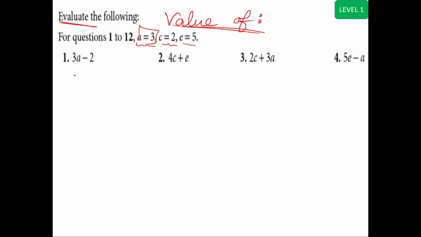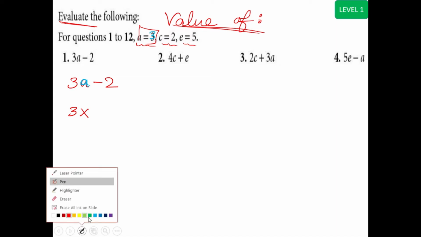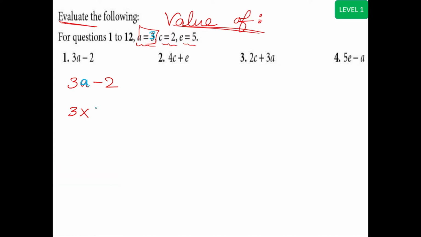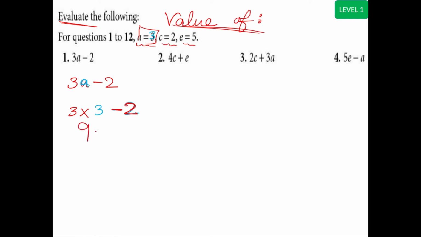Now here a is 3, so in 3a minus 2, in place of a, you're going to replace this a with 3. So let me replace it. It becomes 3 multiplied by, now what is my a? My a is 3, minus 2. Follow the BODMAS rule. What do you have? 3 times 3 is 9. 9 minus 2, giving you the answer 7.